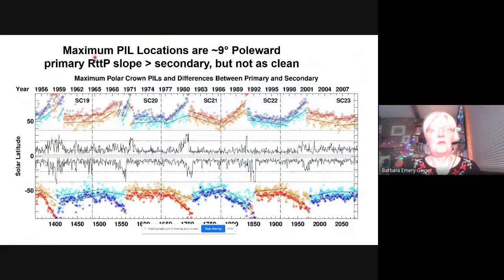This is the maximum pill locations. They're 9 degrees poleward of the medians, roughly. We do have the primary slopes, and what we do see is this slower slope for the secondaries than the primaries. It's not quite as clean, but we do look at this because we want to compare with other studies. So that's what we'll do. Often the difference is a little bit larger, though, than the 14 degrees.